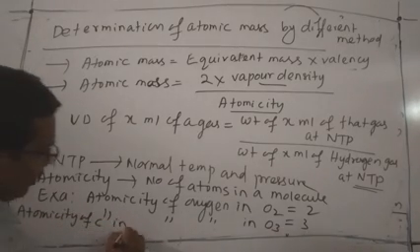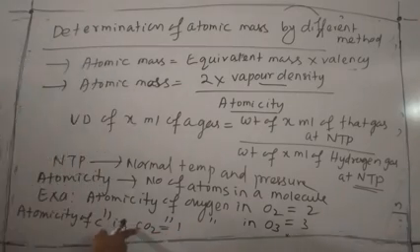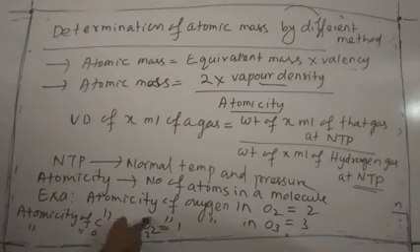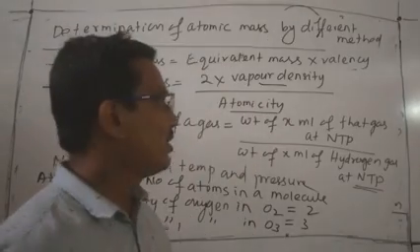Suppose a new question asks the atomicity of carbon in CO2: it is 1, because there is one carbon atom. The atomicity of oxygen in CO2 is 2, because 2 oxygen atoms are present. The number of atoms present in a molecule is called atomicity.